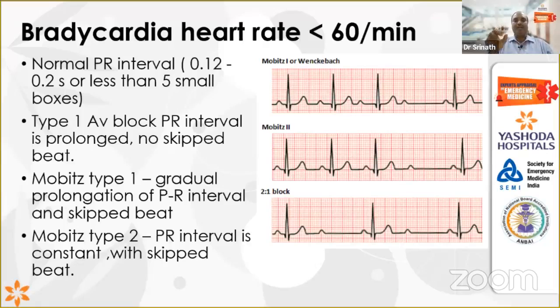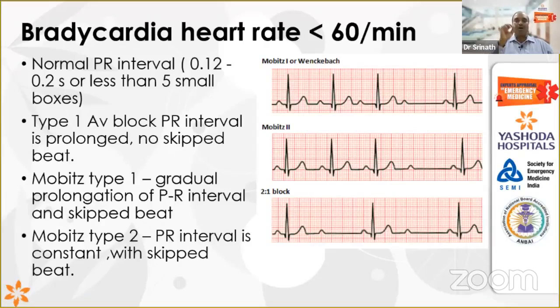Now, the next rhythms are second degree type 1 and second degree type 2. Always keep in your mind, you have to count the number of P waves and the number of R waves. If it is not matching, that means it is either second degree or third degree block. What happens in second degree type 1 is the PR interval keeps on prolonging, and suddenly a beat will drop. That is second degree type 1.